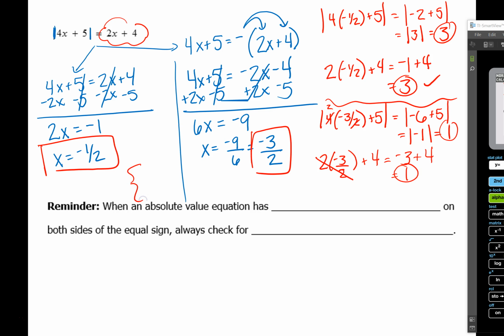My final solution is negative 3/2 and also negative 1/2. There's your solution set as well.